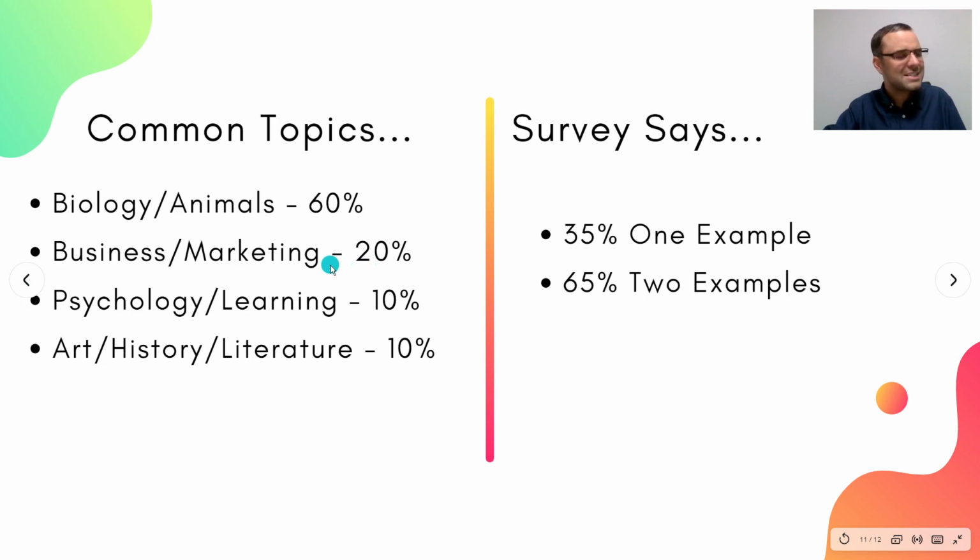20% of the students said they got something related to business or marketing. 10% said they got something related to psychology or learning. And then 10% said they got something broadly related to art or history or literature. Less common, and I kind of lumped them all together there. 35% of the people said they got one example, and 65% said they got two examples.